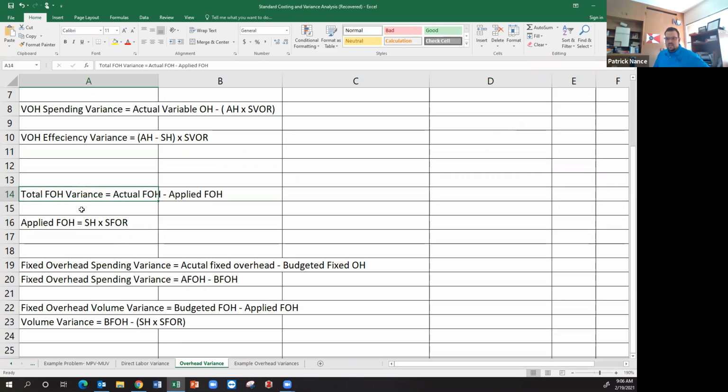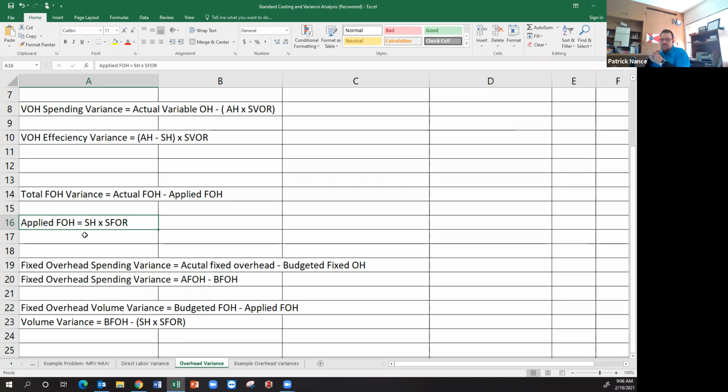For fixed overhead, we have a total fixed overhead variance, which is our actual fixed overhead minus our applied fixed overhead. And our applied fixed overhead is our standard hours times our standard fixed overhead rate, which would be that predetermined overhead rate or plant-wide overhead rate generally. And then again, we break that down into our spending variance and our volume variance.